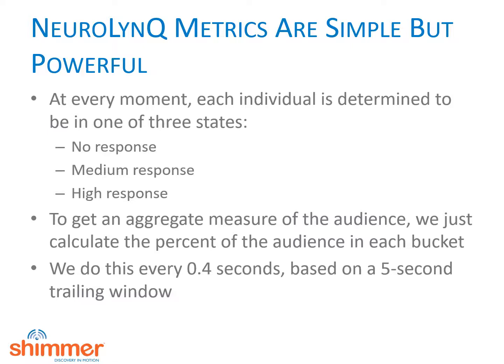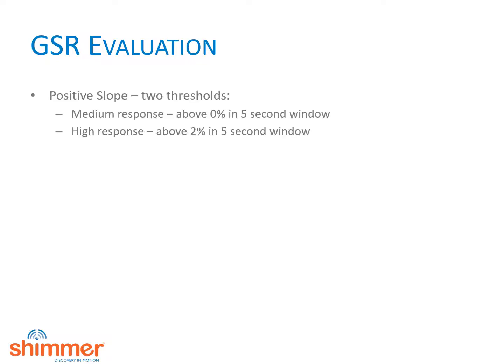Let's look at some of the details, starting with GSR and then adding the ECG data. GSR is the primary measure used to determine whether or not an individual is responding. Absent some stimulus that generates a response, GSR will tend to decline gradually over time. Any increase in GSR is therefore indicative of a response. For this reason, we look at the slope of the GSR curve over the last 5 seconds.